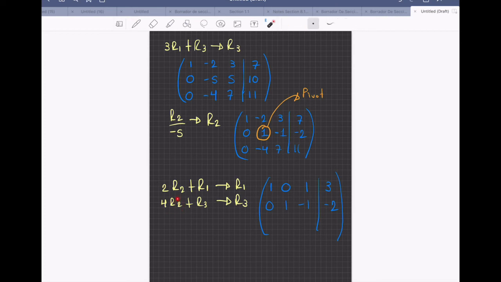Now this one, 4 row 2 plus row 3. 4 times 0, 0 plus 0, 0. 4 times 1, 4 plus -4, 0. 4 times -1, -4 plus 7, 3. 4 times negative 2, negative 8 plus 11, 3.